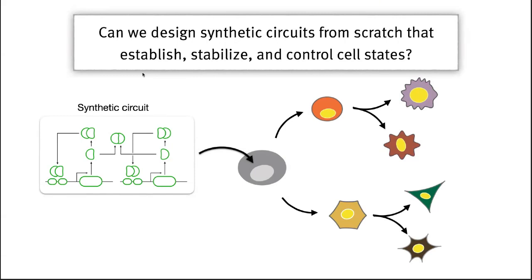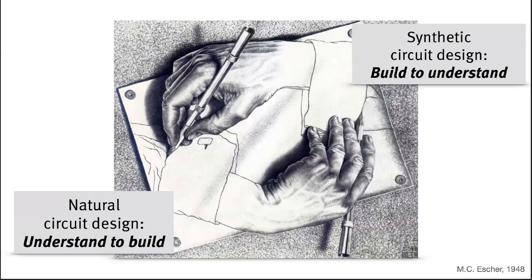So the overall idea here is that we would take a synthetic circuit, engineer it into a cell, and try to design the circuit in such a way that it could allow the cell to exist in many different states. And the ideology here is something that we really like in the lab, which is that there's an interplay between natural circuit design and synthetic circuit design, where synthetic circuit designs can often take advantage of principles that we learn from natural circuits. And at the same time, they provoke new questions about natural circuit design that we might not have thought to ask. And I hope that that's the case in what I'll tell you about.